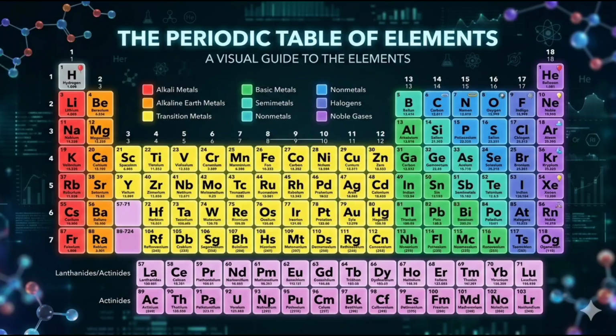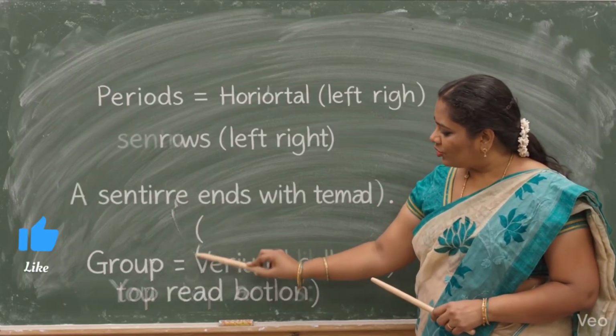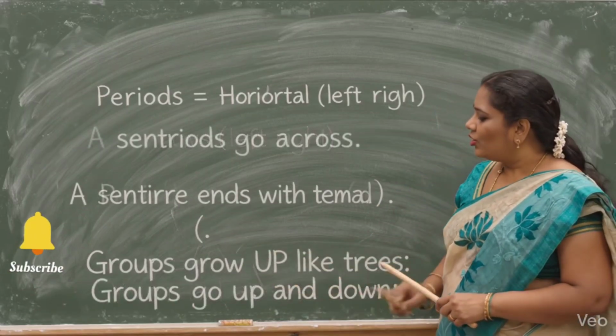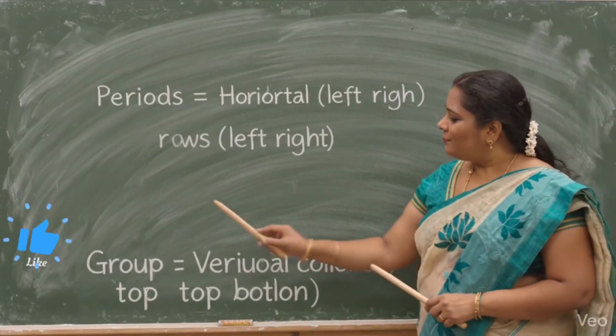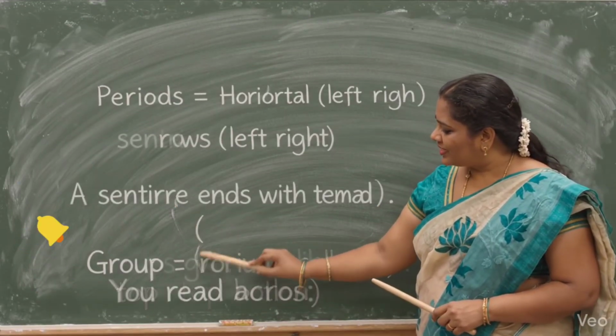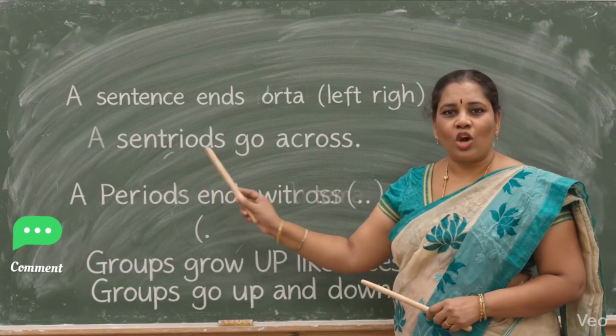Periods are horizontal rows, left to right. Groups are vertical columns, top to bottom. A sentence ends with a period. You read a sentence across from left to right. So periods go across. Groups are vertical columns, top to bottom. The trick is groups grow up like trees, tall vertical trunks. So groups grow up and down.